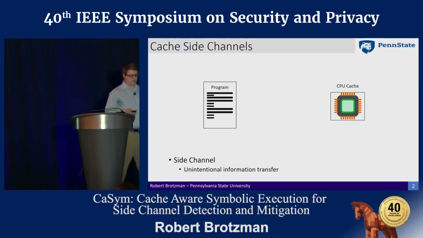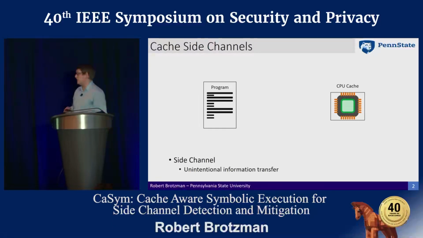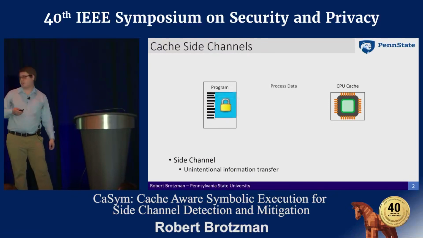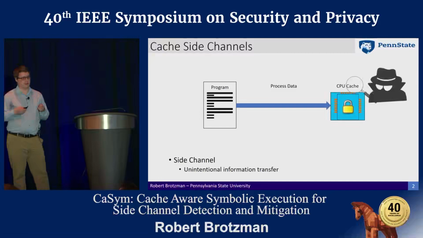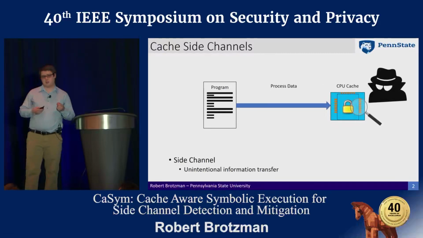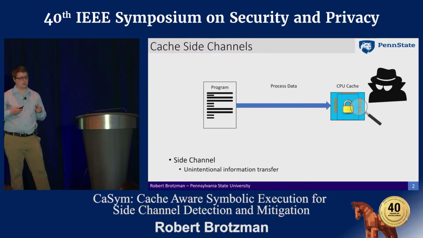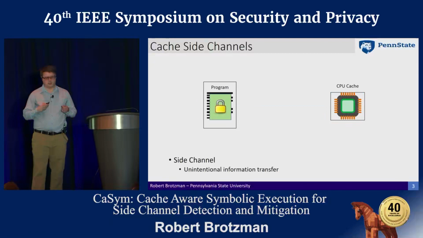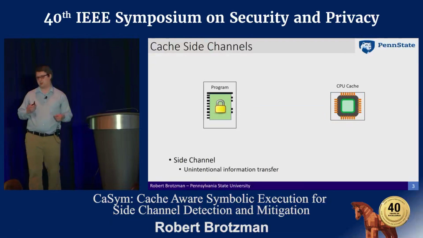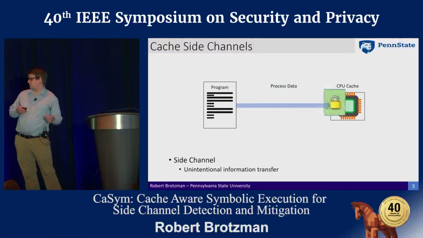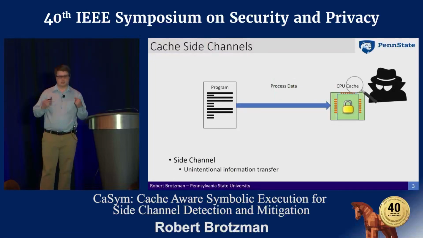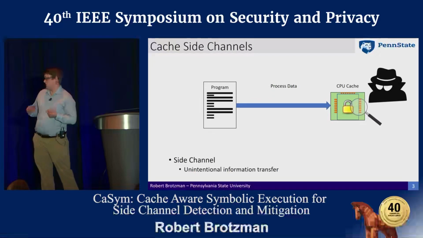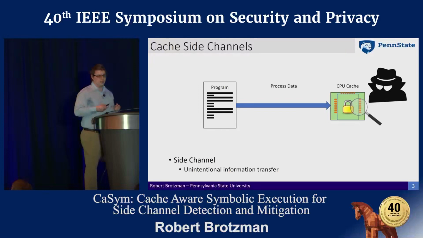If we imagine that we have a program here, and the program is going to take some sensitive data as input, and as we process the data, it's going to leave some artifacts that may be observable in the CPU cache. So the adversary can extract these artifacts maybe using a prime and probe or a flush and reload style attack. And then if we imagine the same program with the same public inputs but a different sensitive input, and it also processes the data and the final cache state is different, the implication is that there's information flowing from the sensitive data into the cache, and that's the unintentional information transfer that's happening.